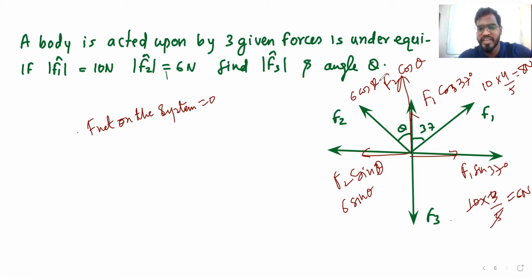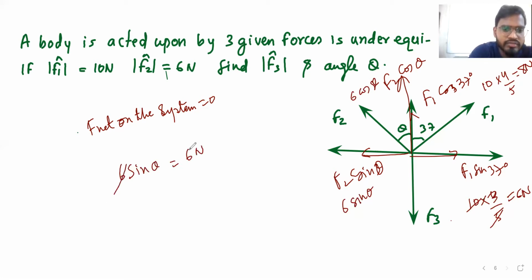Fine. So now we can say the positive x-axis and negative x-axis, left and right, are equal, and up and down are equal. Our ultimate motive is to find F3, so let's find that first. Let's say 6 sin theta is equal to 6 Newton. So directly we got the theta value. 6 sin theta is equal to 6, so sin theta is equal to 1. When is sin theta 1? Theta should be 90 degree. So directly we found theta is 90 degree.